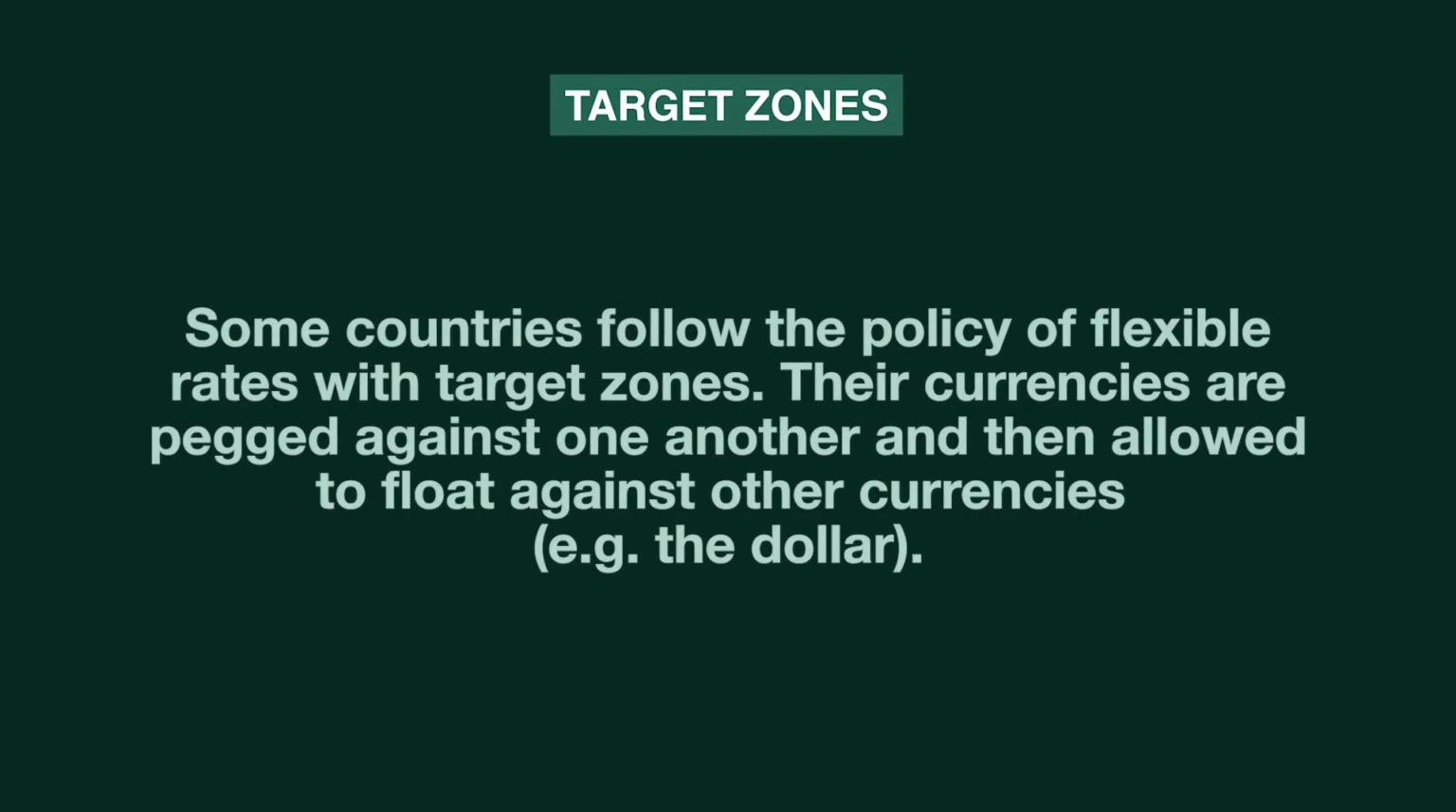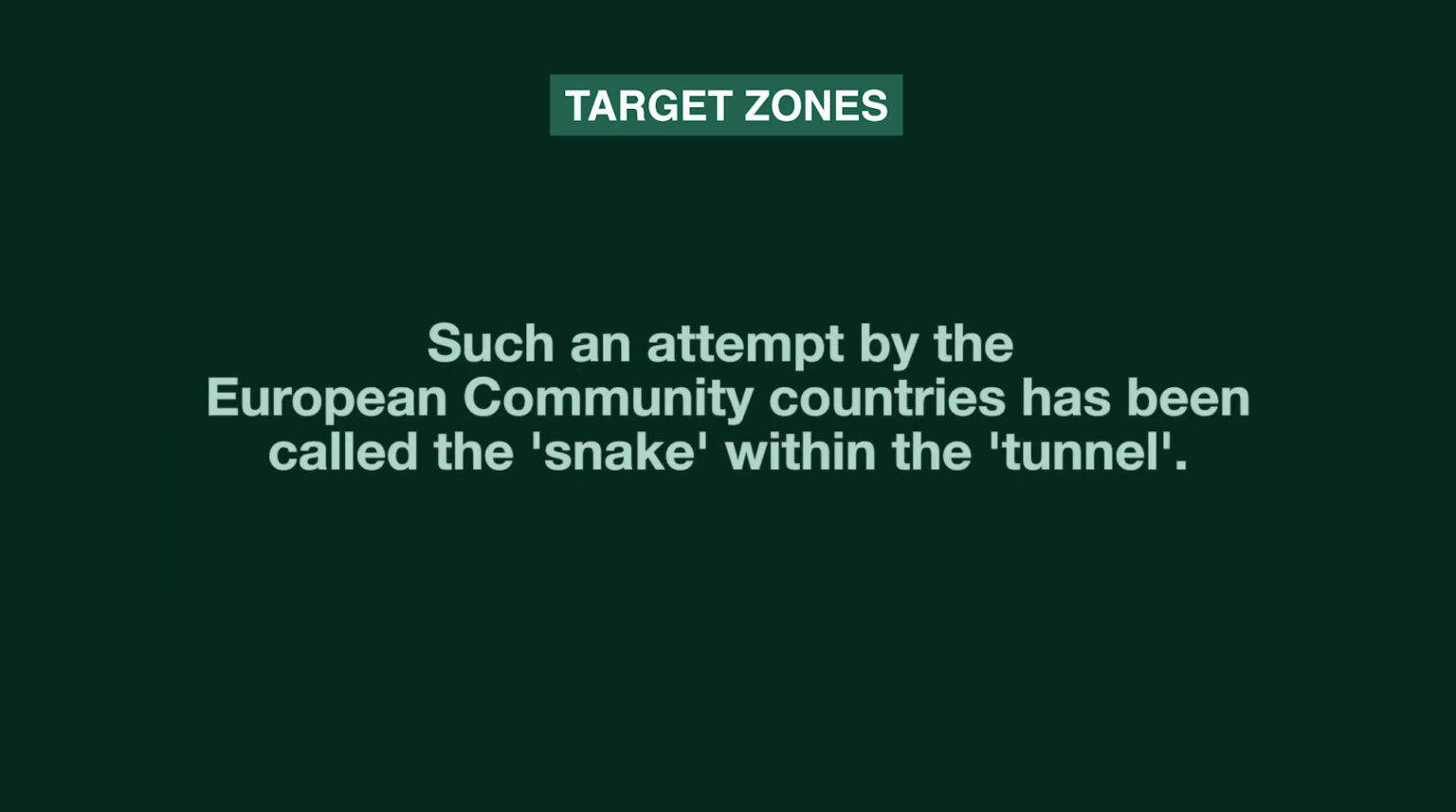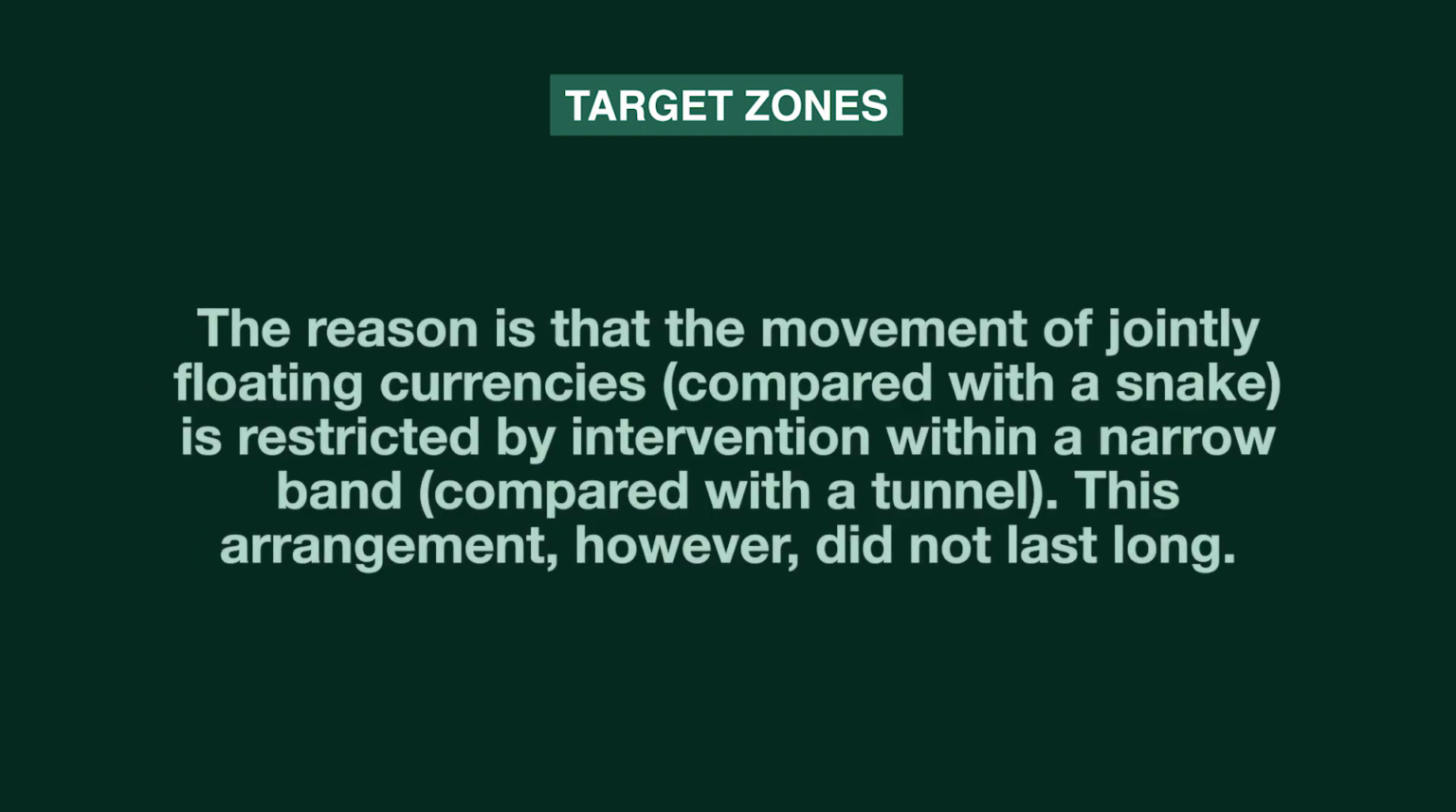Now, here we also have the concepts of the target zones and the crawling peg. Some countries follow the policy of flexible rates with target zones. Their currencies are pegged against one another and then allowed to float against other currencies, say the dollar. Such an attempt by the European Community countries has been called snake within the tunnel. The reason is that the movement of jointly floating currencies is compared with a snake, restricted by intervention within a narrow band which is called the tunnel. This arrangement, however, did not last long.